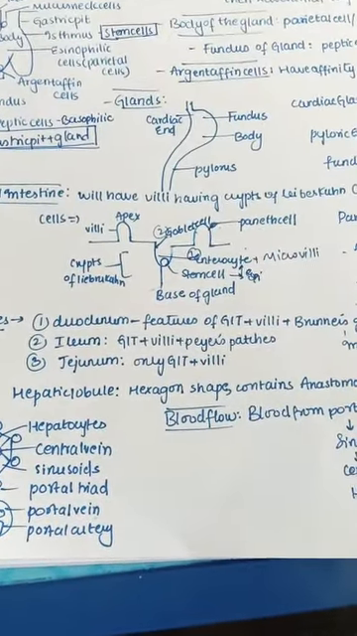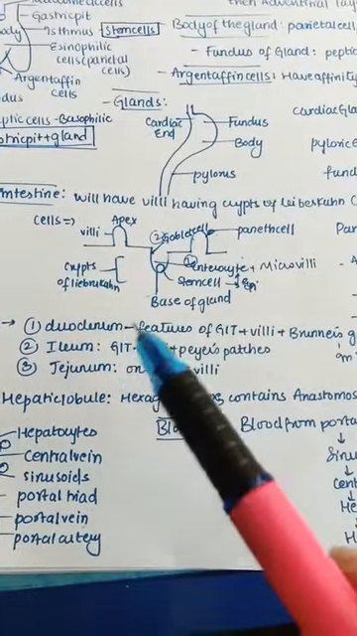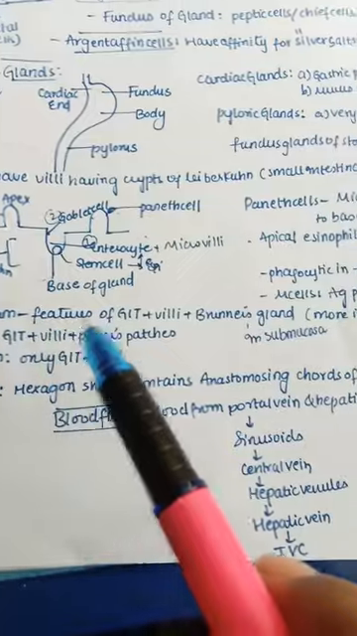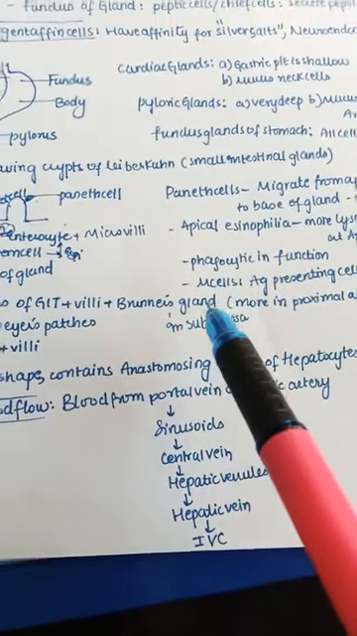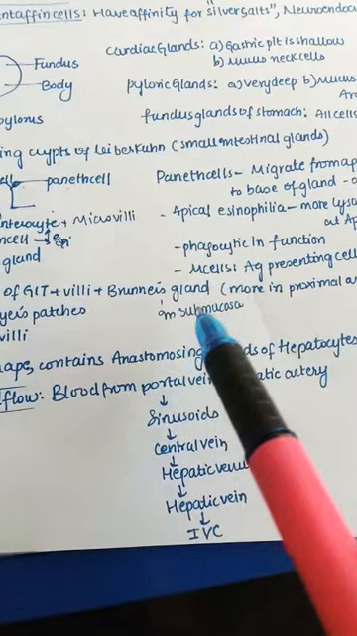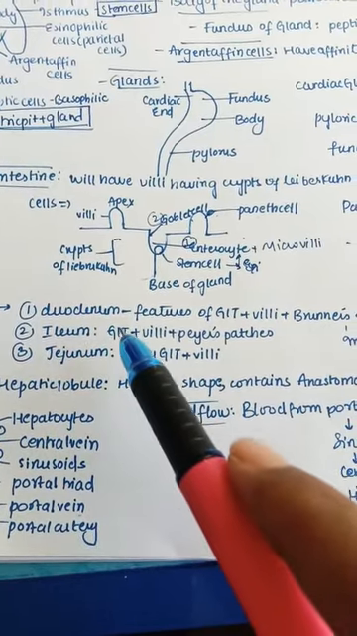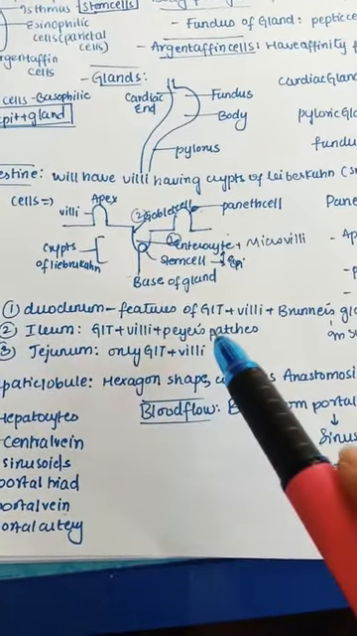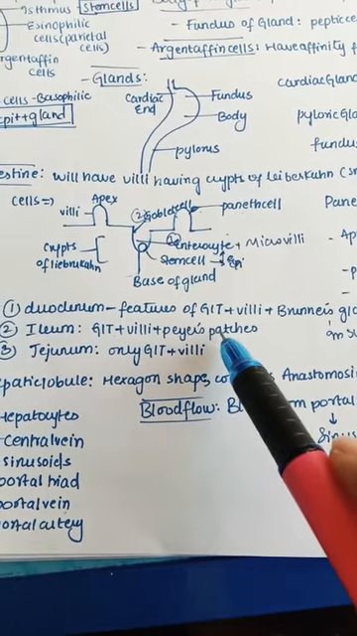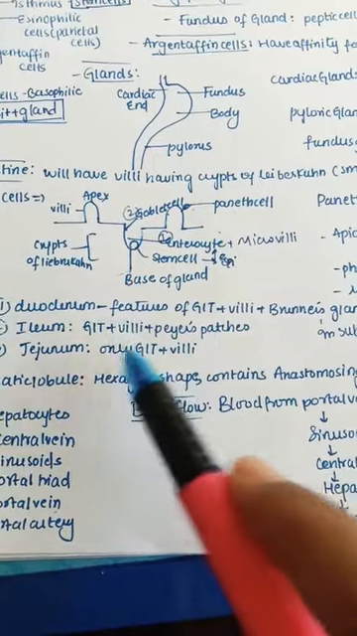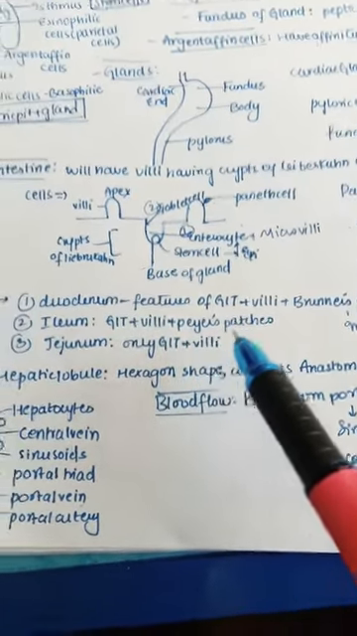Next, coming to the slides, we have different slides. How do we find these features? By these features, we can differentiate them. We can differentiate the duodenum from the ileum and jejunum by the features of the GIT along with the villi. Brunner's glands are a special gland present in the duodenum, mainly in the submucosa and more in the proximal area. The ileum we can differentiate from the jejunum and duodenum because the ileum has GIT-like features along with villi and Peyer's patches. So Peyer's patches are a differentiating feature, and the jejunum we can easily differentiate because it only has GIT-like features along with the villi.